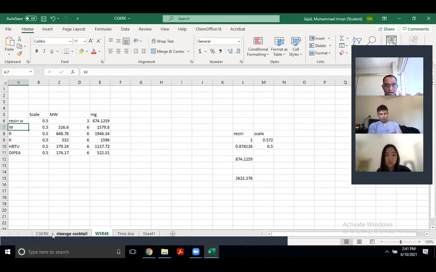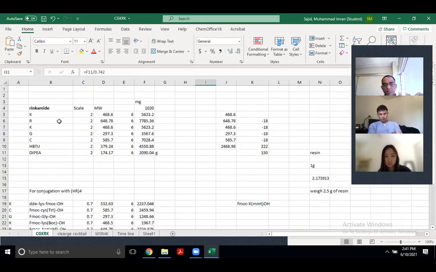Now, what we have here, for instance, is this. So what we do, scale means what? For example, we have KRKGC, right? So this is the peptide. And the molecular weight of K is 486.46. Molecular weight of arginine is this. Molecular weight of K is this. Glycine is this. And this.